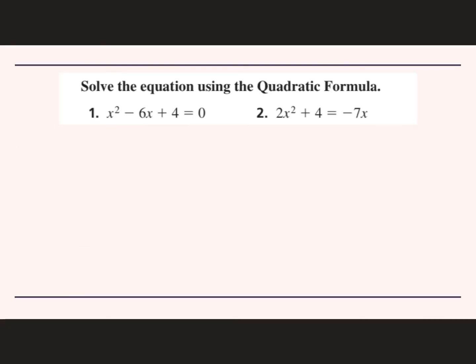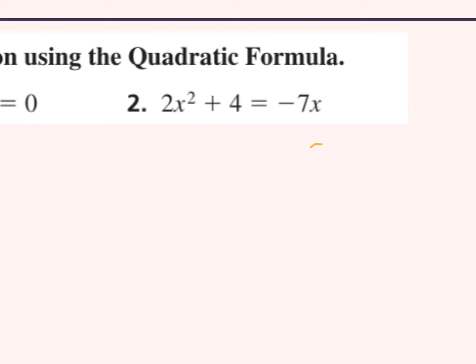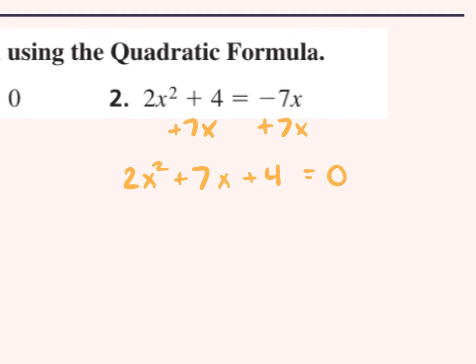All right, so on the next page, let's do number 2. What do I need to do first before I can plug everything into my formula? Make it equal to 0. So I'm going to add 7x to the other side. How would I write this in standard form? Perfect. 2x squared plus 7x plus 4. So you have to make sure you keep it in standard form and combine any like terms if you have them. Here we don't, so just got to write it in standard form.